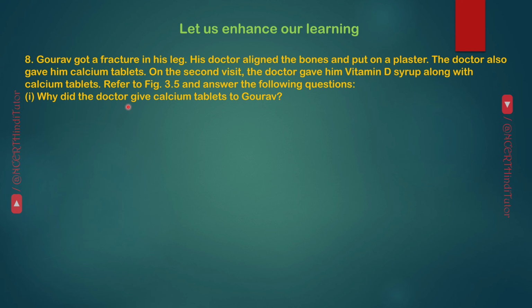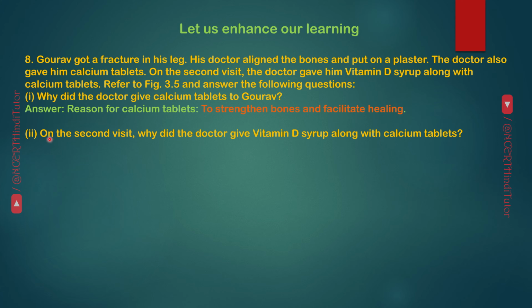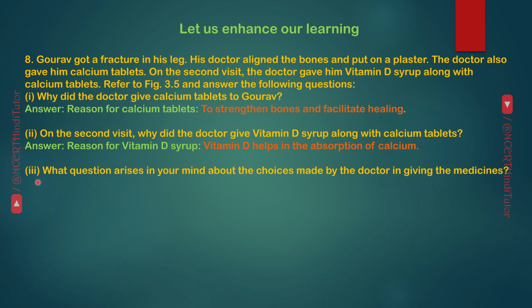First, why did the doctor give calcium tablets to Gaurav? Answer: reason for calcium tablets: to strengthen bones and facilitate healing. Second, on the second visit, why did the doctor give vitamin D syrup along with calcium tablets? Answer: reason for vitamin D syrup: vitamin D helps in the absorption of calcium. Third, what question arises in your mind about the choices made by the doctor in giving the medicines? Answer: why is vitamin D necessary along with calcium for bone healing?